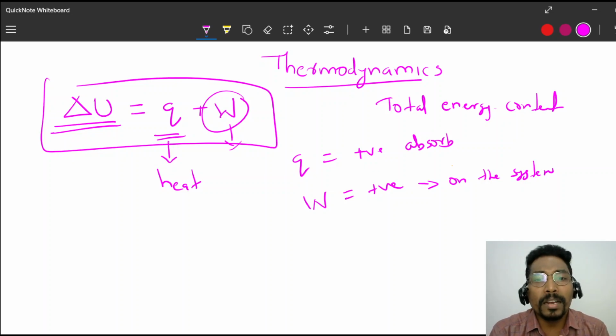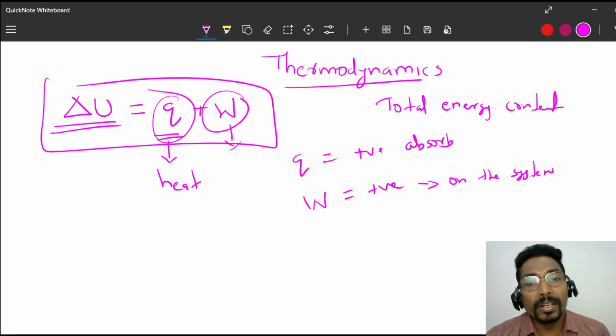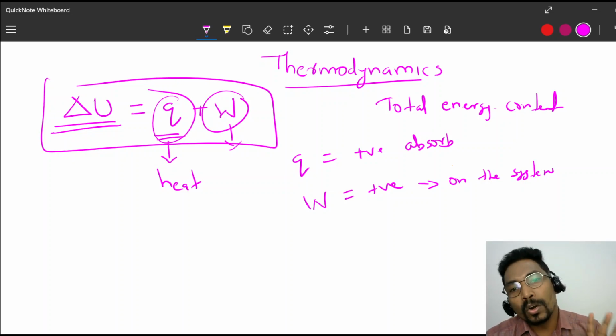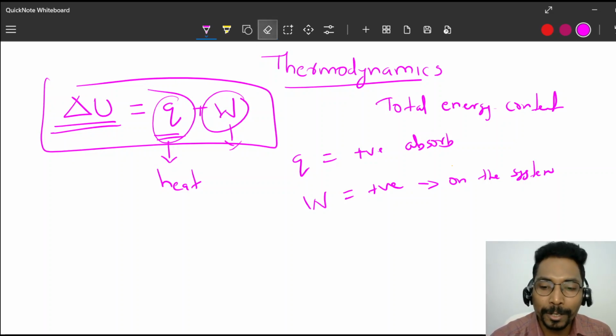That means the total energy in a system is conserved. It will change only by absorbing or releasing heat, or by work done by the system or work done on the system. So that is the first law of thermodynamics. I think the expression is clear.